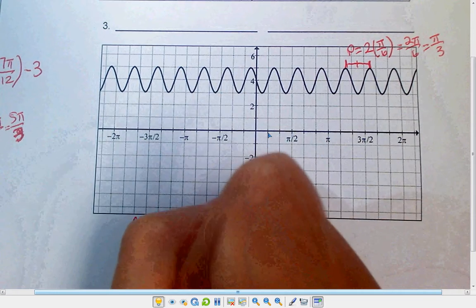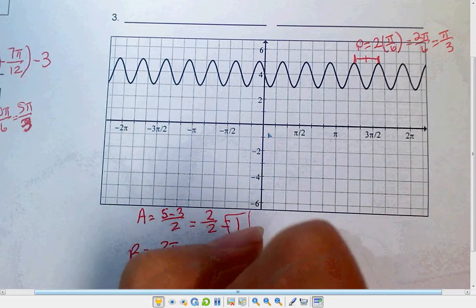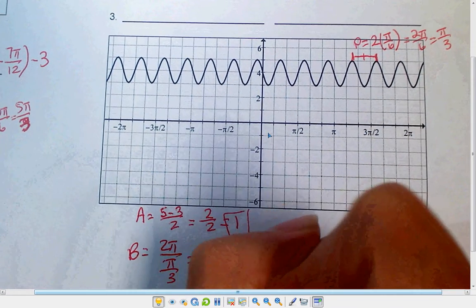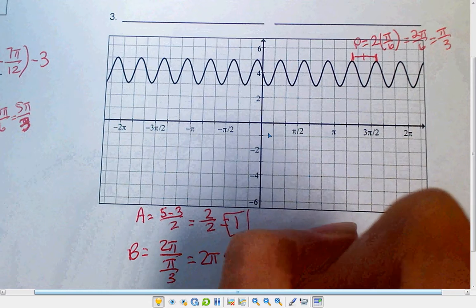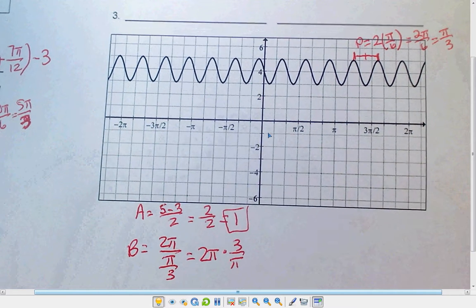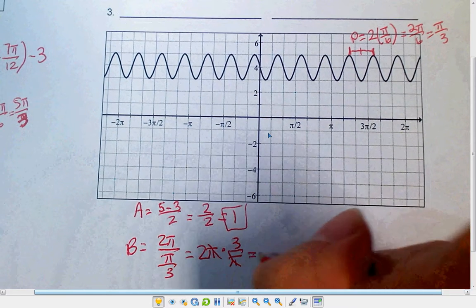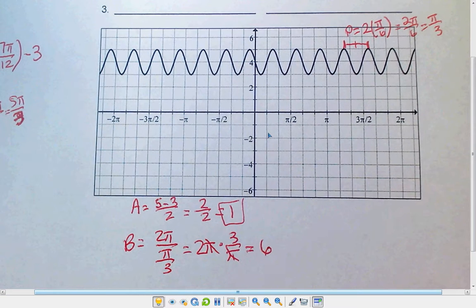To find our b value, we do 2 pi divided by pi over 3, which is the same thing as 2 pi multiplied by its reciprocal. The pi's cancel out, so this leaves us with a b value of 6.